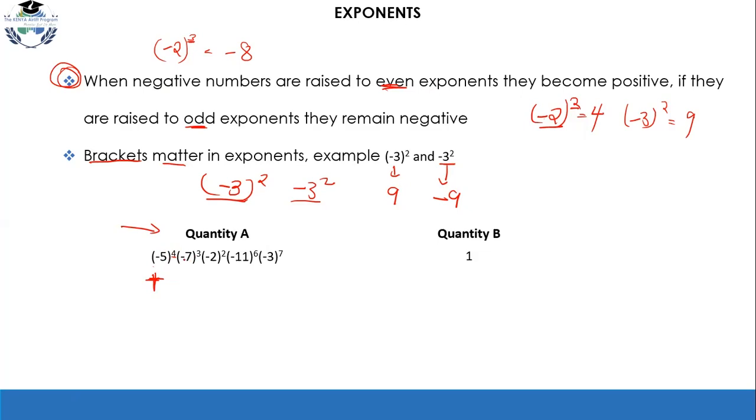And then this is a negative number raised to an odd exponent, so this is going to be negative. Then this is a negative number raised to an even exponent, so this is going to be positive. Then we have a negative number raised to another even exponent, so it's going to be another positive. And then a negative number raised to odd, so this is going to be negative. So you have negative and negative.